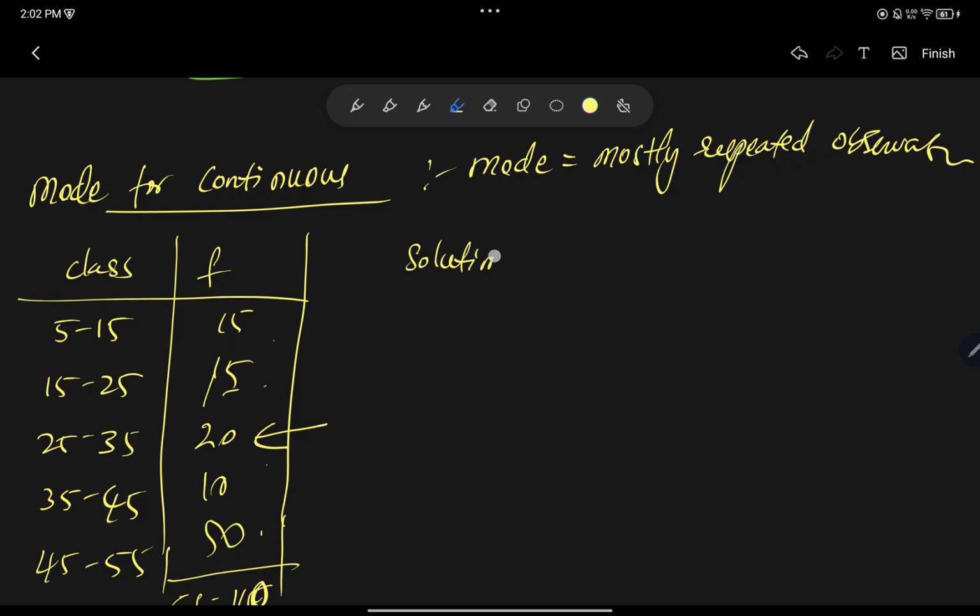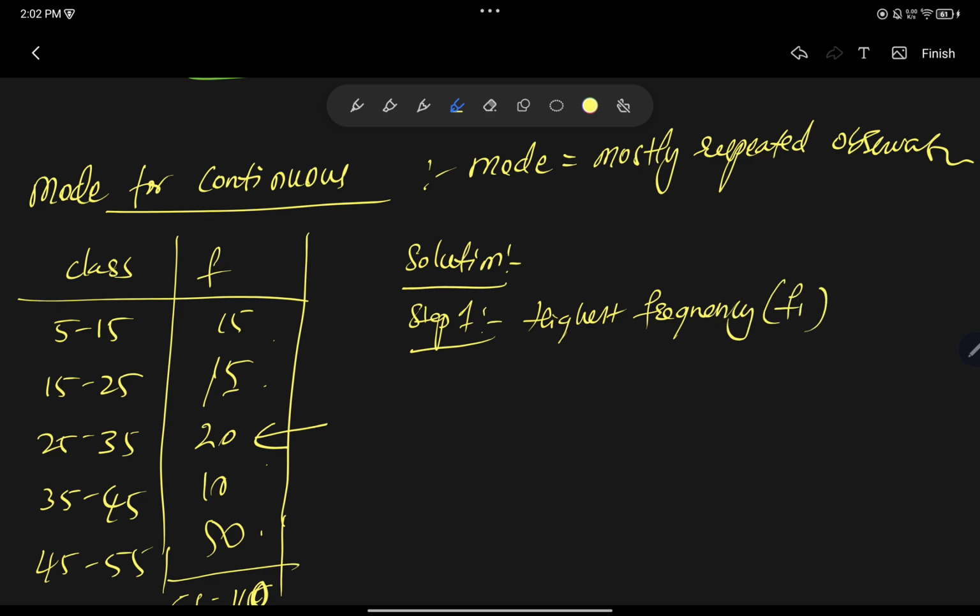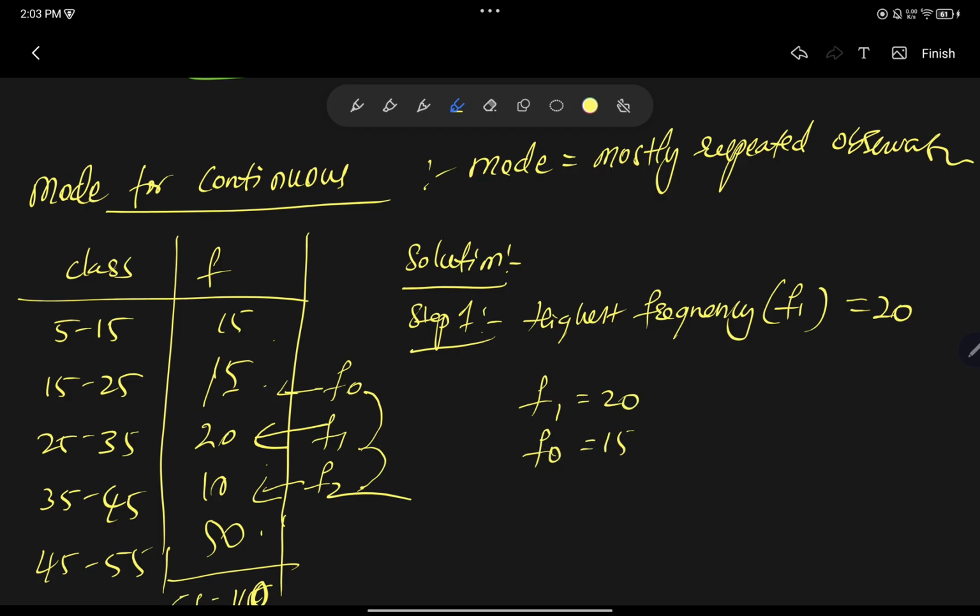Solution, step 1: the highest frequency, which is F1, is 20. If this one is F1, the previous one is F0, and the next one is F2. So now we have F1 is 20, F0 is 15, F2 is 10.